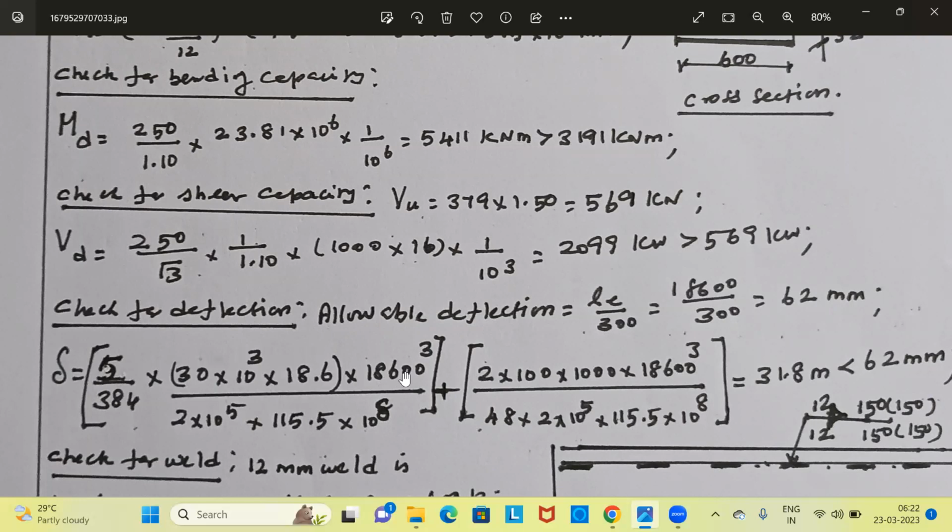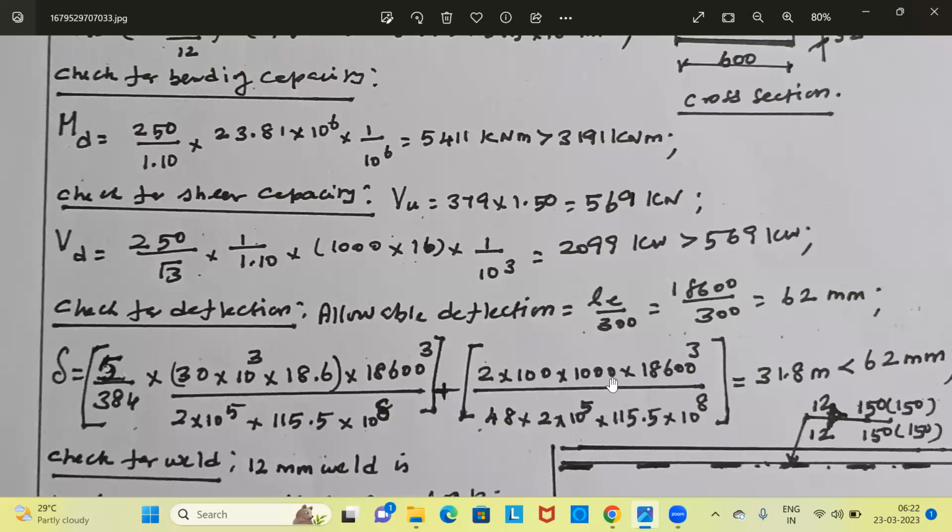Please note it is L cube and not L power 4 because this is the total uniformly distributed load. When it is total uniformly distributed load, the factor is L cubed and not L power 4. Put L as 18,600 millimeter cubed divided by E. E is Young's modulus, 2 into 10 power 5 Newton per millimeter square. Moment of inertia is 115.5 into 10 power 8 millimeter power 4. So this term gives the value of deflection due to uniformly distributed load.